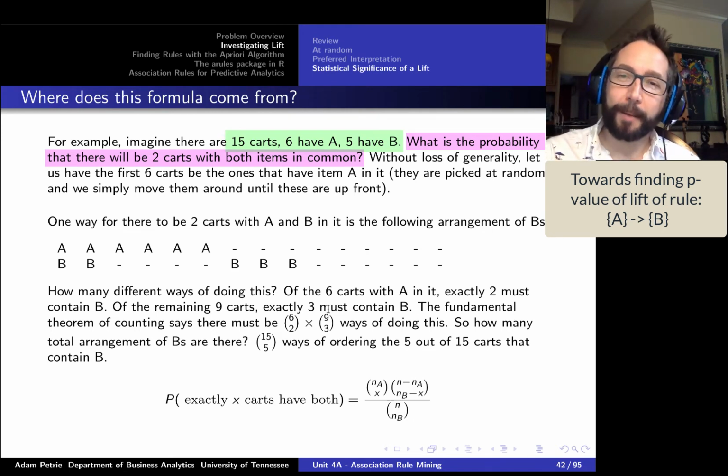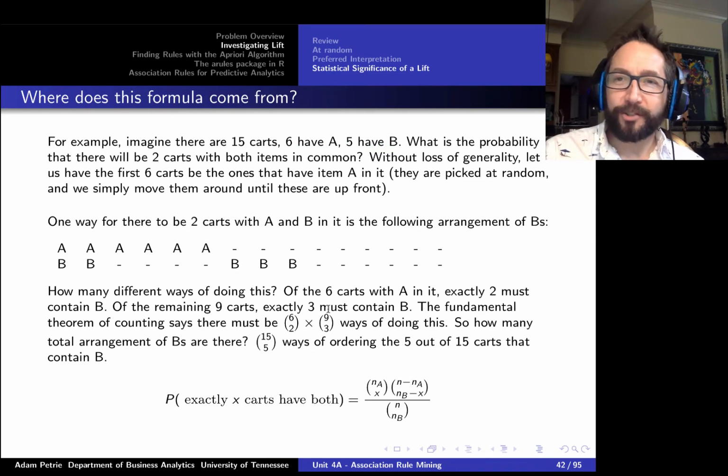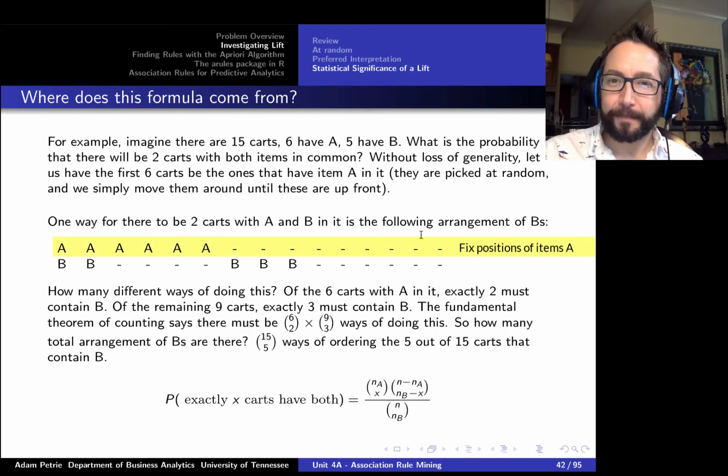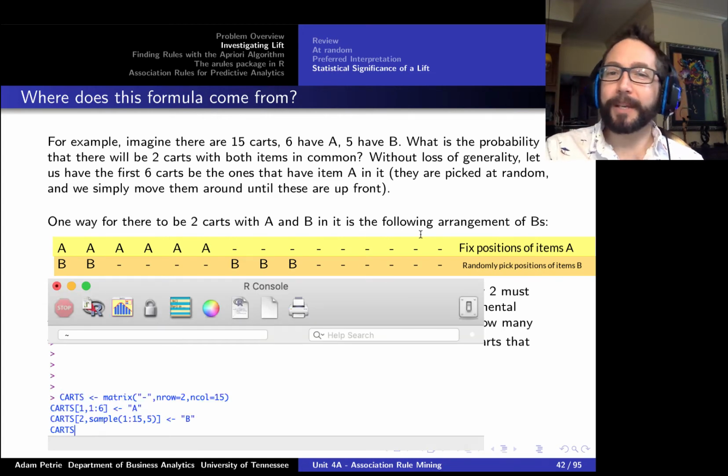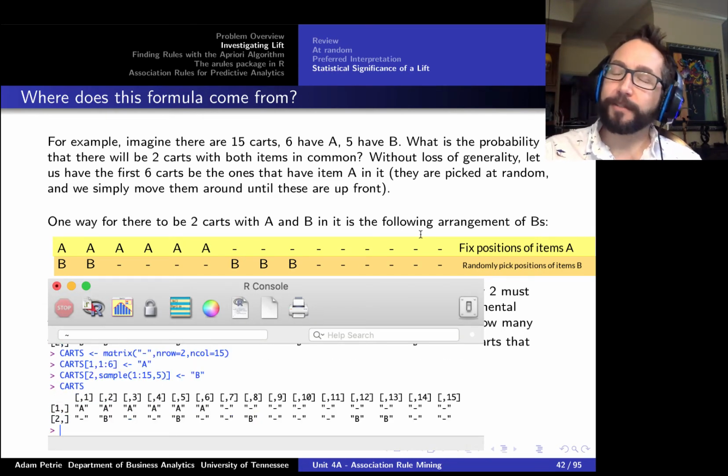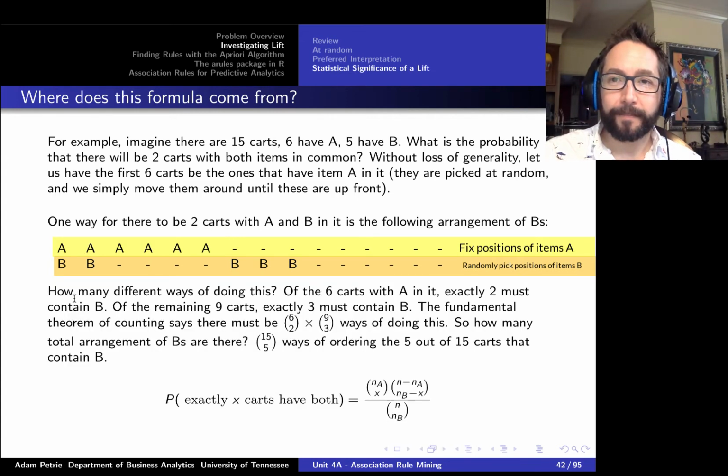So how can I figure out the probability that exactly 2 of those 15 carts will have both items A and B? For this illustration, let's arrange the carts as follows. Let's have the first 6 carts in our sequence all have item A. And then we'll randomly pick what are going to be those 5 carts that contain item B. I've drawn one configuration where our event of interest has occurred, where we have exactly 2 carts that have both items A and B in it. So how can we figure out the probability of this occurring?